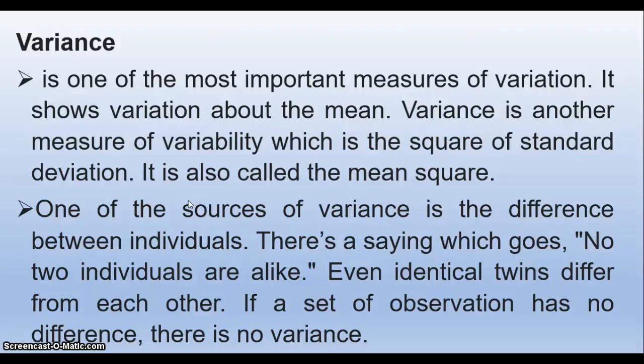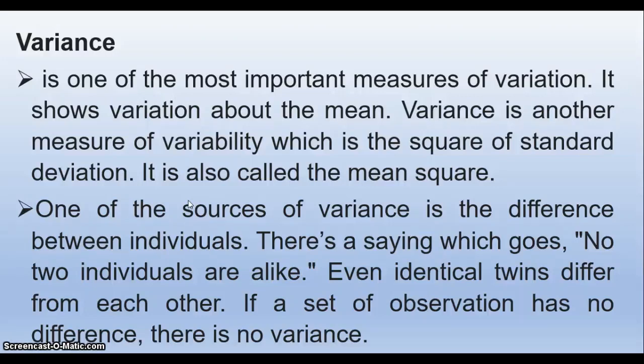The variance. Variance is one of the most important measures of variation. It shows variation about the mean. Variance is another measure of variability, which is the square of standard deviation. So you just have to square the standard deviation, and that will be the variance. And the same is true with the standard deviation: you're just going to square root the variance. Variance is also called the mean square.